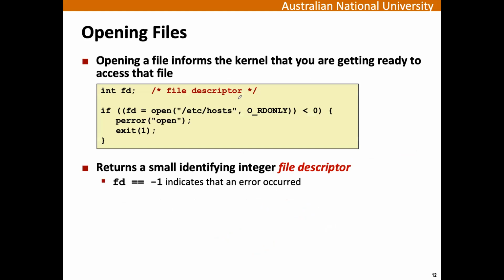So when we open the file, we inform the kernel that we want to do something with the file, and the kernel returns us an integer, a positive integer, which is a descriptor that you can use later in the program for accessing the file. So when you make the open system call, you're opening a file, in this example, using the absolute path name of the file.